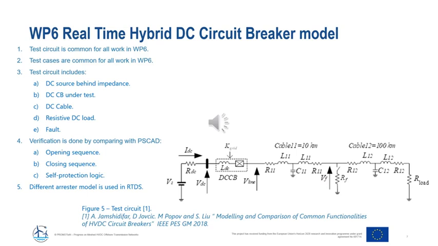This slide shows the test system used for testing the model. This same test system has been used throughout Work Package 6 for testing all 3 topologies. And there is a defined set of tests which is also used consistently for all models and all topologies. The test circuit is described in deliverable 6.9.